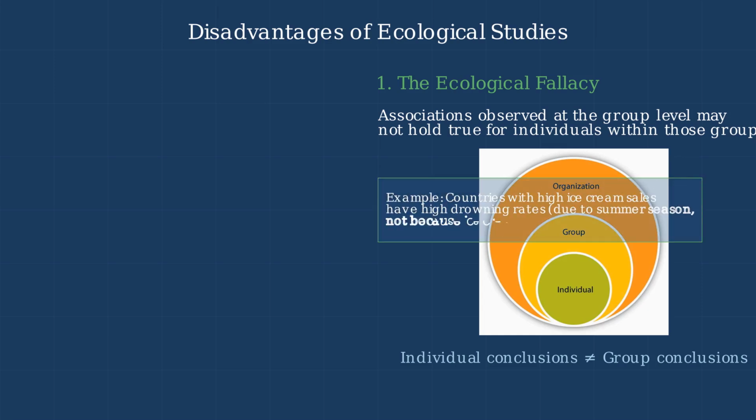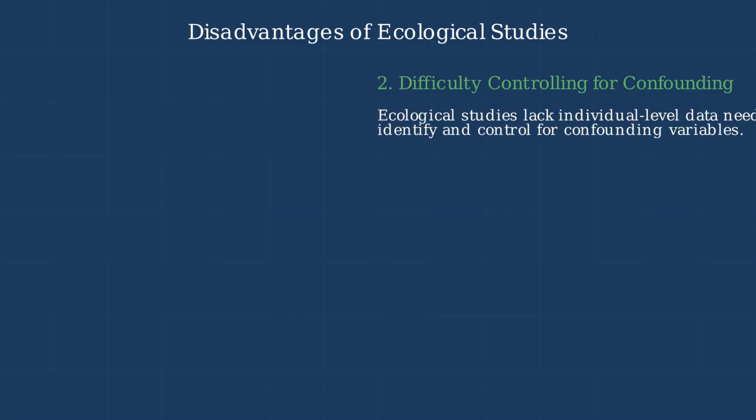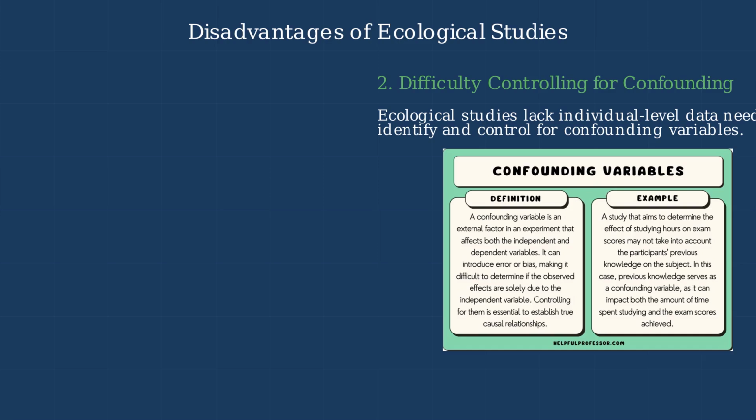A classic example is the correlation between ice cream sales and drowning deaths. At the population level, these rise together, but the relationship isn't causal. Instead, both increase during summer months. The second major disadvantage is the difficulty in controlling for confounding variables. Ecological studies only examine aggregated data, making it challenging to identify and adjust for factors that might influence both the exposure and outcome. Confounding variables can create misleading associations in ecological studies. Without individual-level data, researchers cannot adequately account for these factors, potentially leading to incorrect conclusions.